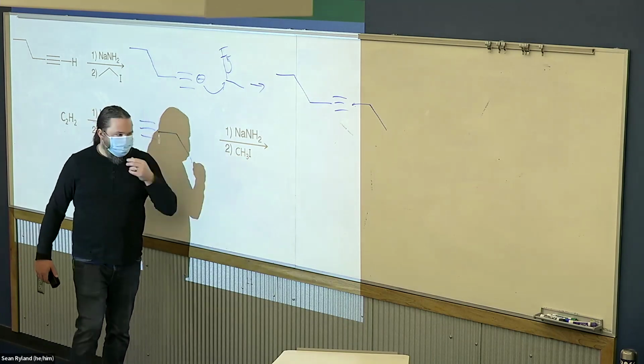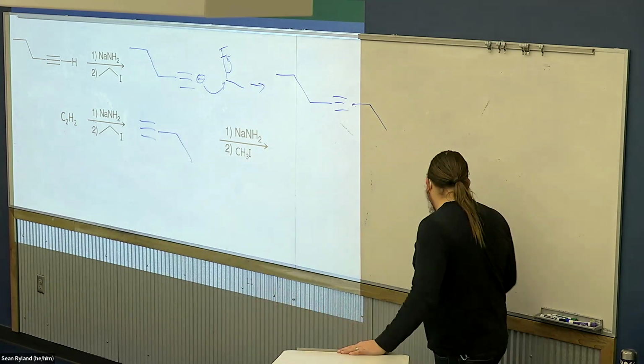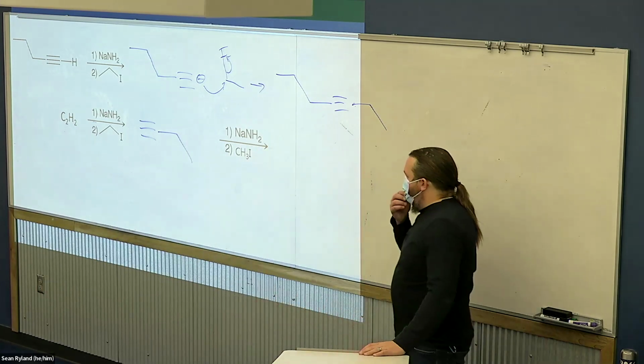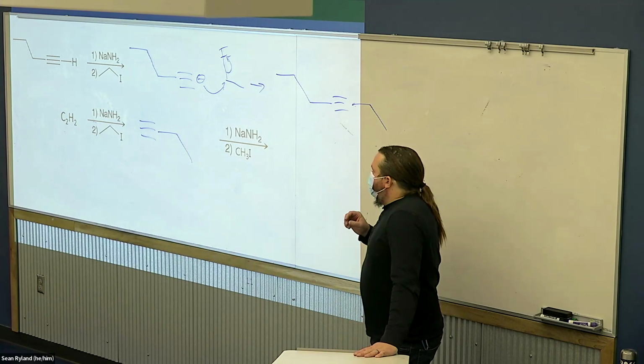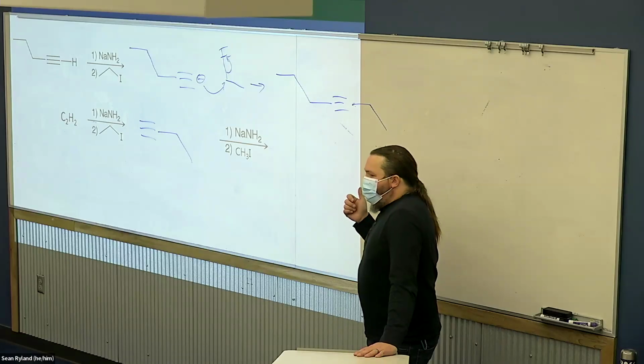So does the leaving group matter, whether it's iodine or bromine? Not really, it doesn't matter in synthesis for yields. Iodine is a better leaving group than bromine, so you tend to get even better yields.